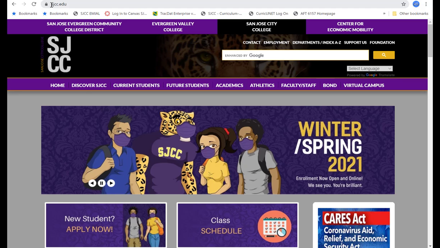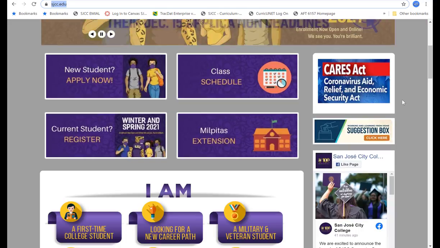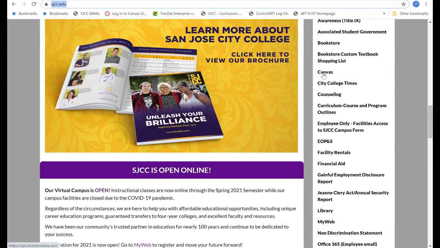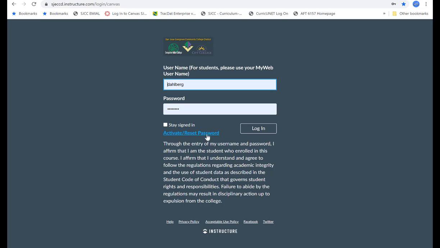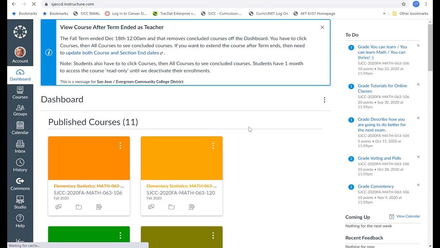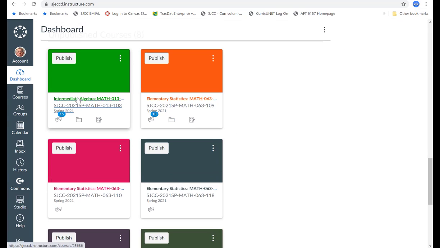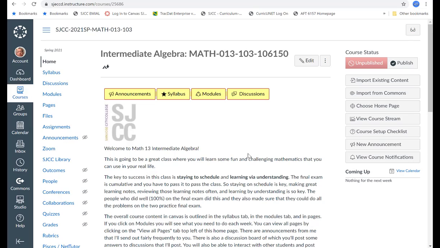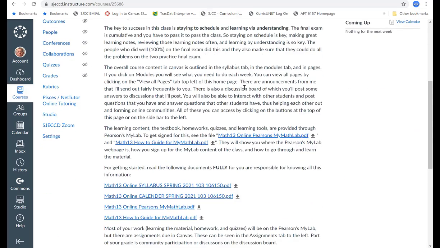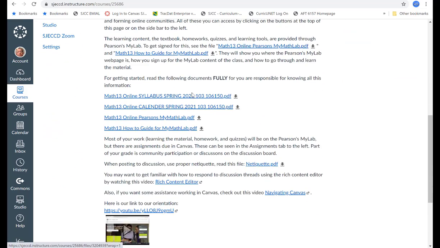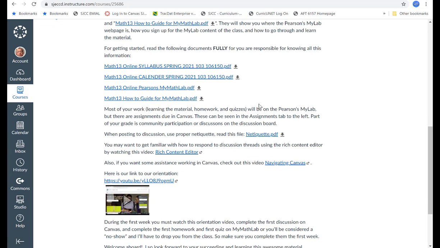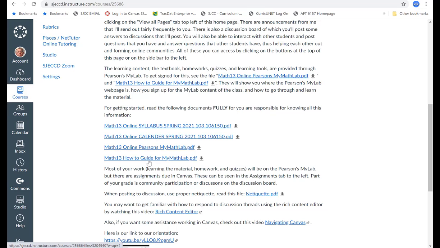Let me show you Canvas. Go to sjcc.edu and scroll down to Canvas. Now, if you're a new user, you'll have to activate and set a password. Otherwise, log in. And our class will show up here. Our class is here. Now, this is the home page. Please read it fully. You are fully responsible for everything here. Then we have the 4 documents. Read those fully, the syllabus, calendar, and how to get on MyMathLab.